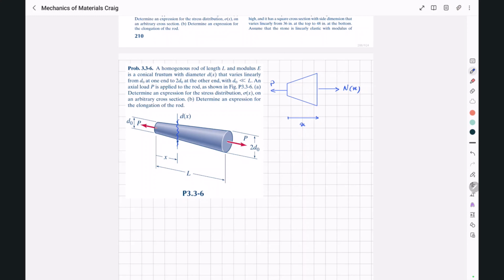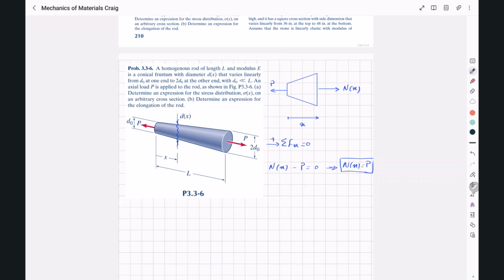We want to find an expression for this Nx at an arbitrary distance x from the beginning. So we can write the equation of equilibrium in the x direction. We have sigma Fx equal to 0 in this direction: Nx minus P is equal to 0. So our Nx will be equal to P and is constant. No matter at what distance we are from the beginning, this is independent of our x, and the axial load is always equal to P for this rod.